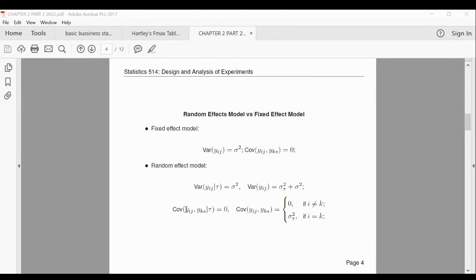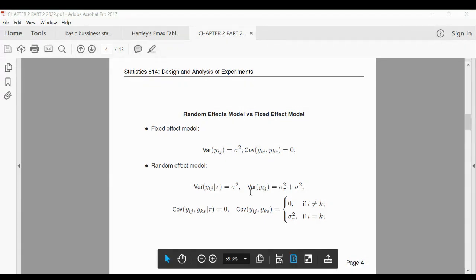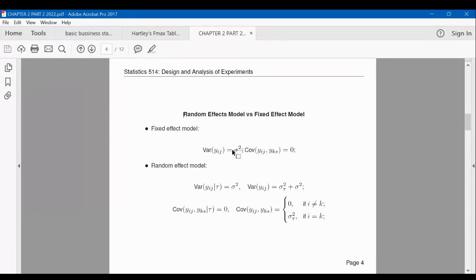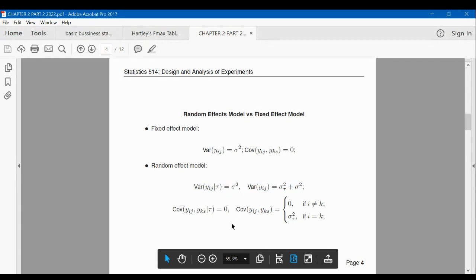You must know how to find the total variance. From the fixed effect model, remember the total variance is sigma squared. But from the random effect model, the total variance is given by tau plus sigma squared. I'll give you the formulas for how to calculate this during the tutorials, and I'll show you how to do it. We won't have enough time to do it now.